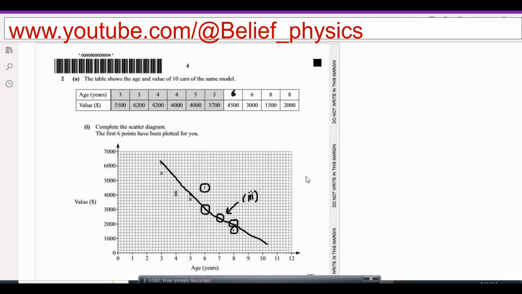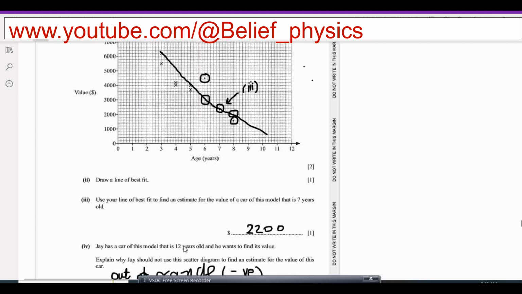We have to complete the scatter plot, so just mark the points. When we mark them, with the help of a ruler we can draw a line which goes through the maximum points. It can be like that. Now find the estimate of the value of a car of age 7, because 7 was in the table. For 7 it cuts here somewhere, this point, and this point is $2200. So if the car is 7 years old, its value will be $2200. That's it.